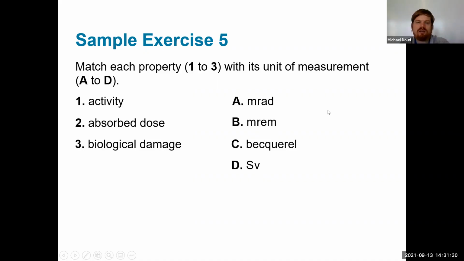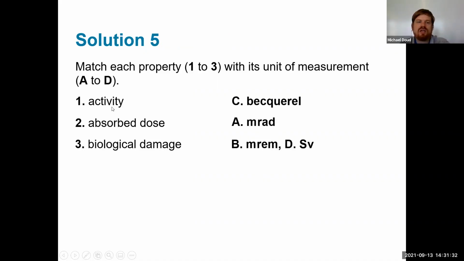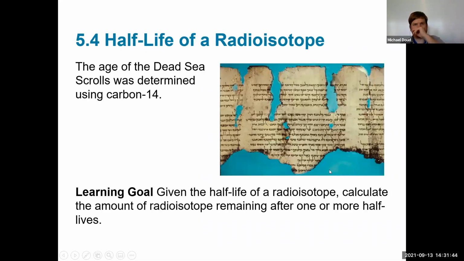And we are back. Let's take a look here. Activity is measured by the becquerel or the curie. The absorbed dose is measured by the millirad. And finally, the biological damage is measured by the millirem or the sievert. So both of those count.